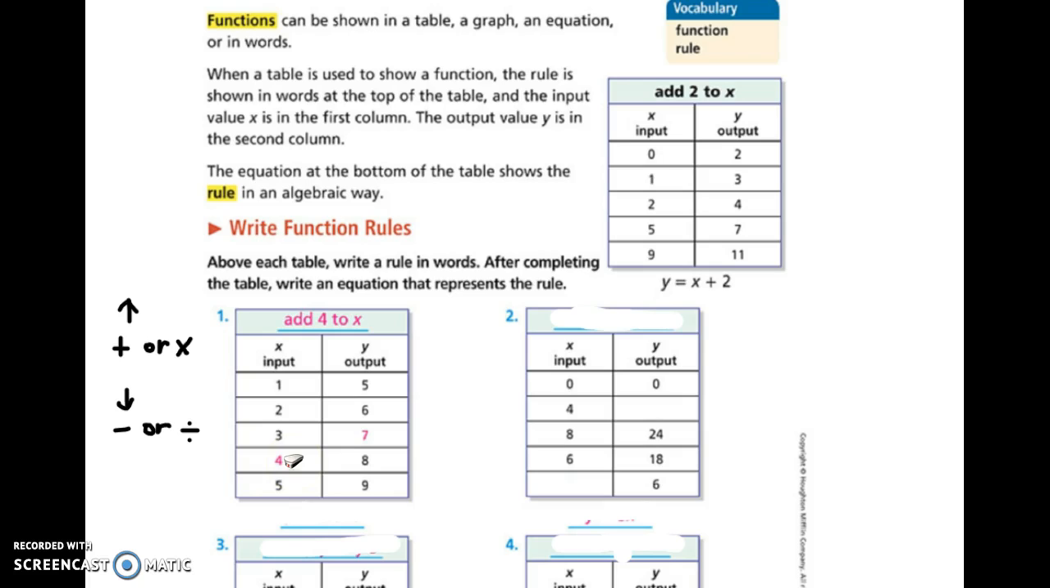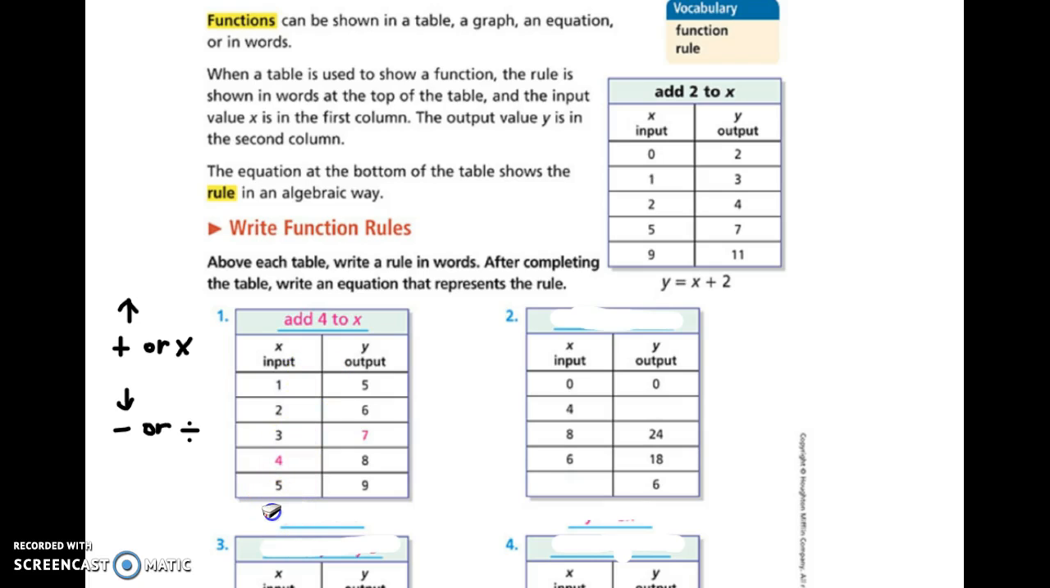Now this is the part that kids normally struggle with. Well, Mrs. Naslund, I figured out that I have to add 4 to X, but how do I actually write that as an equation? Well, remember we want it to equal Y. We want to do something to X that equals Y. And what are we doing to X? What did we have to do? We had to add 4.